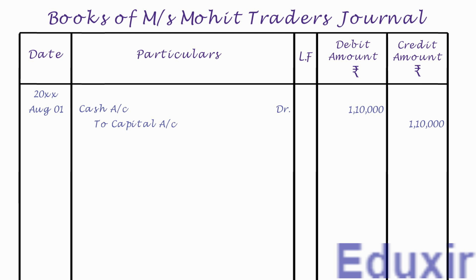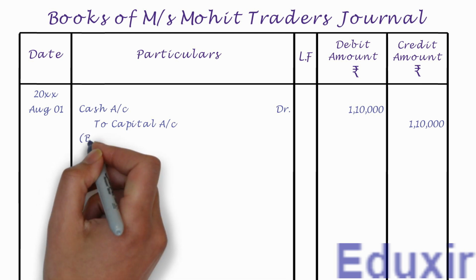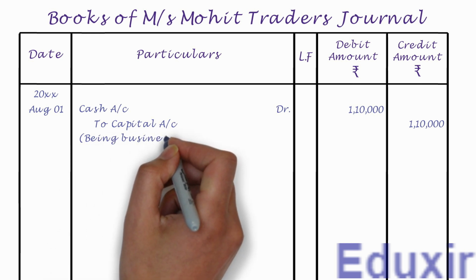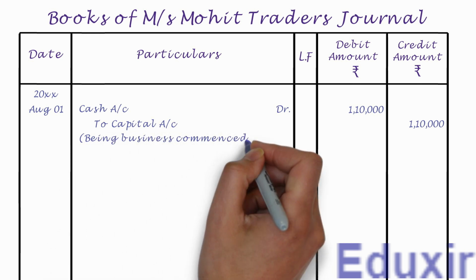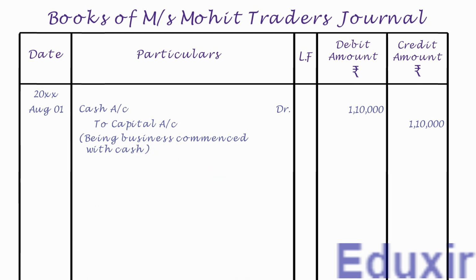Let us now write the narration or description of this transaction. That is, being business commenced with cash. Let us now draw a line to mark the completion of generalizing of this transaction. That completes the generalizing of this transaction. Let us now take up the next transaction.